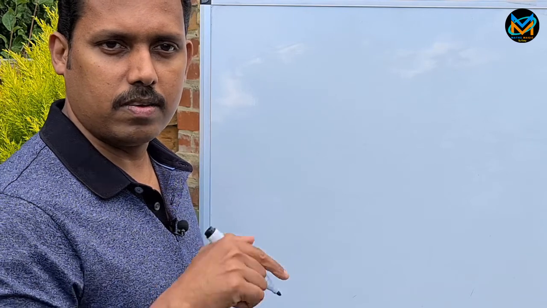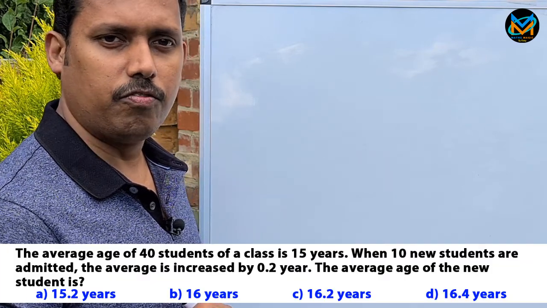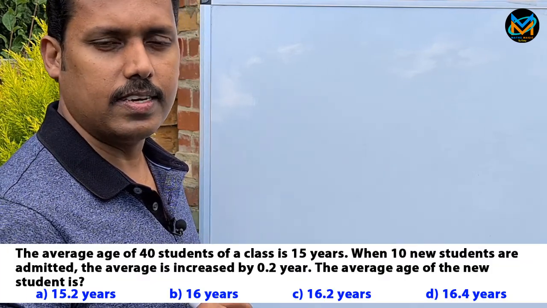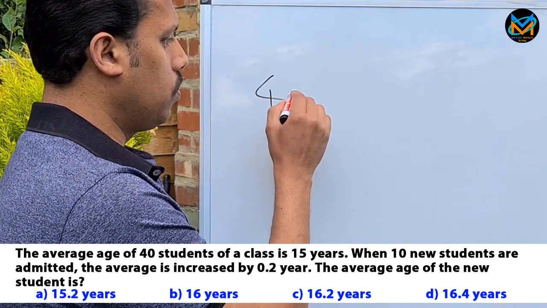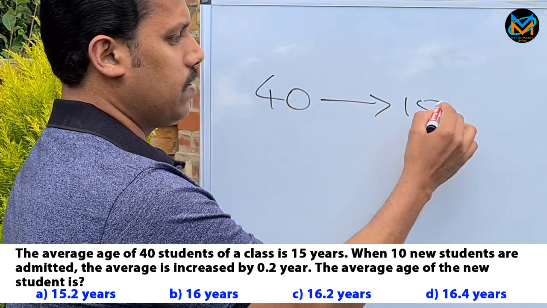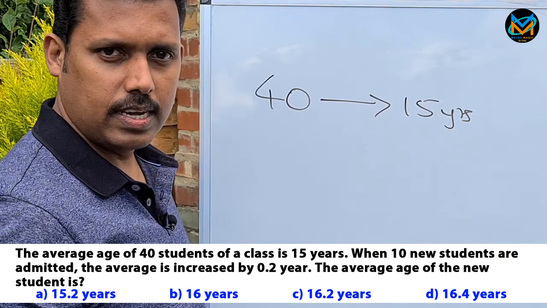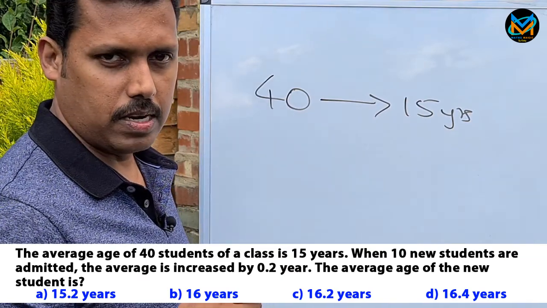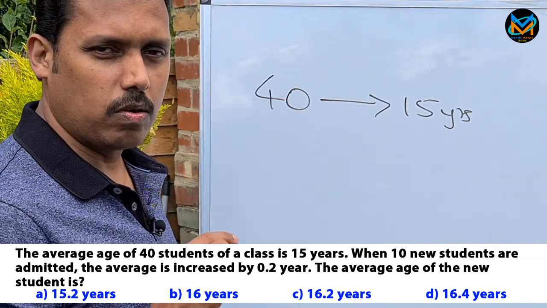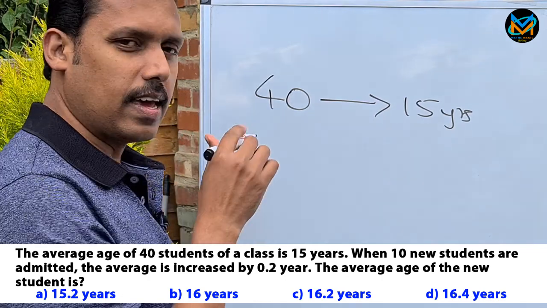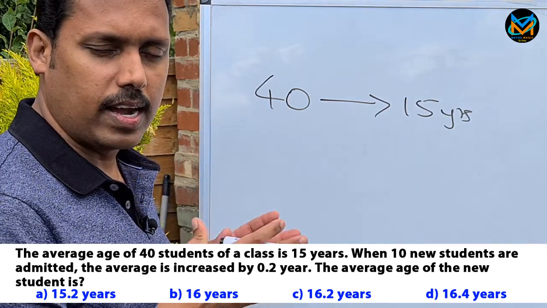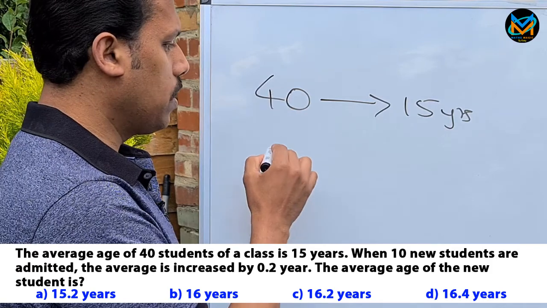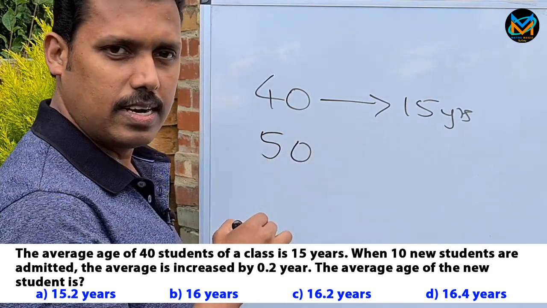Let's take the last question. Question number 5. See below. The average age of 40 students of a class is 15 years. When 10 new students are admitted, in all our previous questions we were looking at 1 person being added. Here, a batch of students are coming. So 10 students are admitted and the total becomes 50, 40 plus 10.